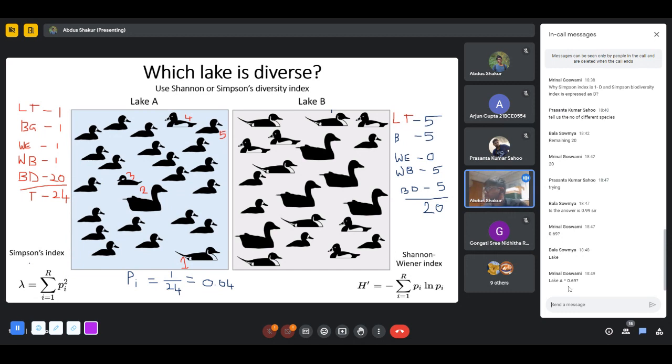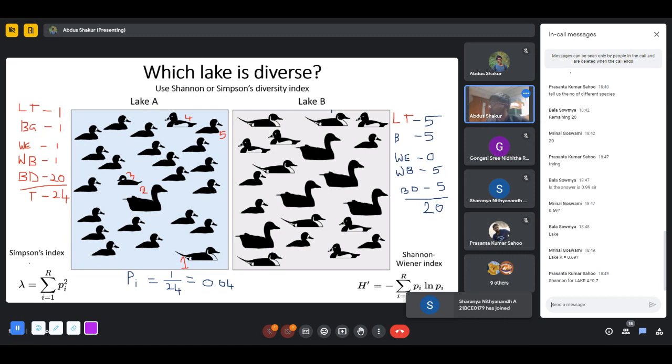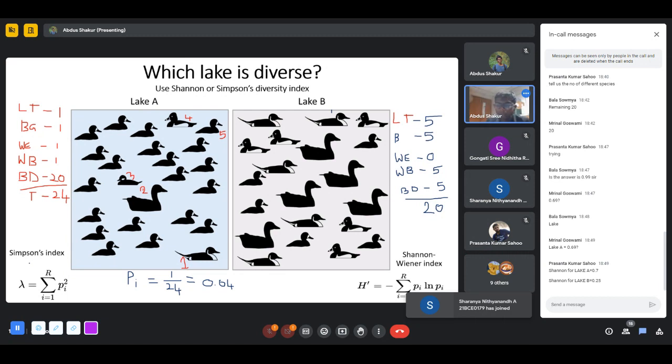Lake A 0.69. Okay. Shannon for Lake A 0.7. Okay. Do it for Lake B also so that you can compare, and once at least a few people have done it, I can go about explaining the answer slowly. Prashanta has calculated.